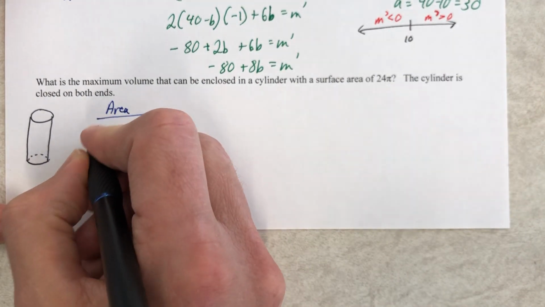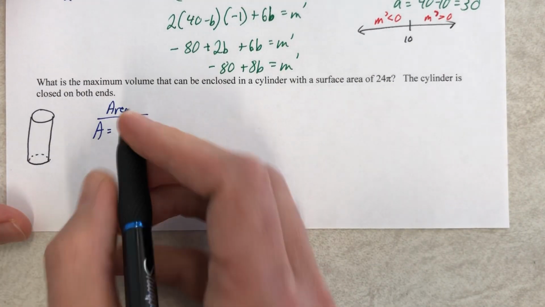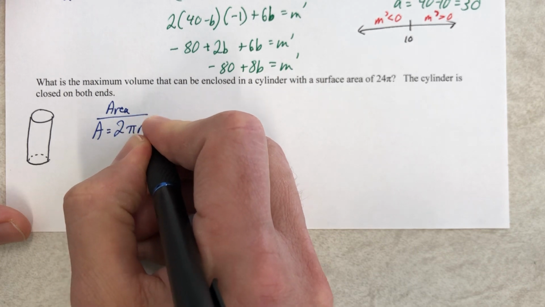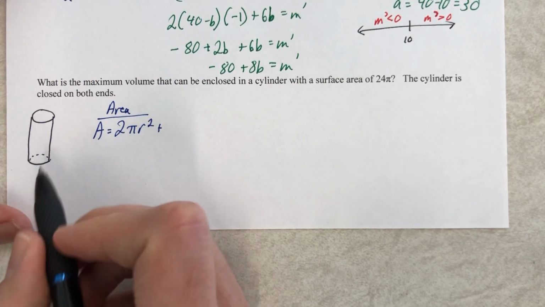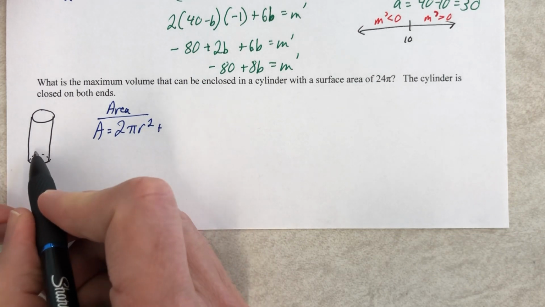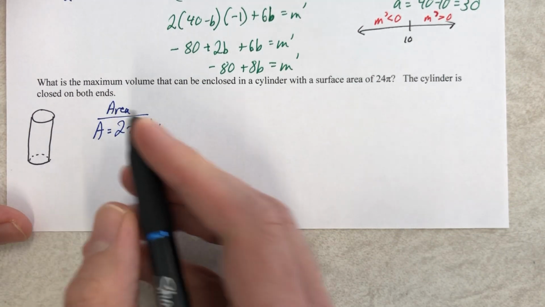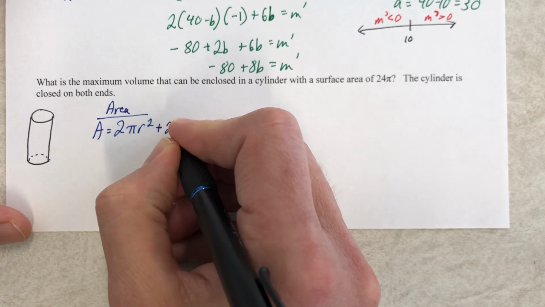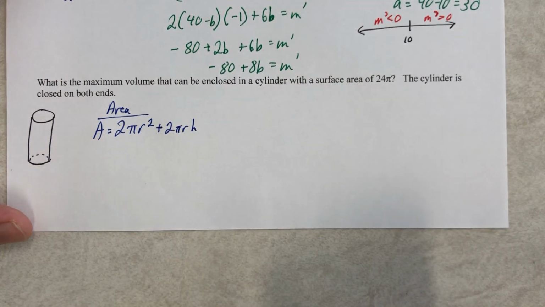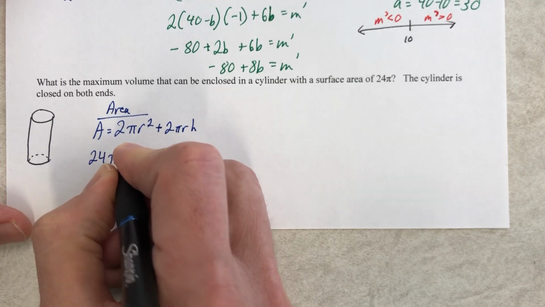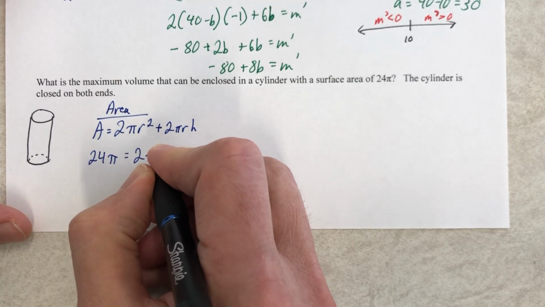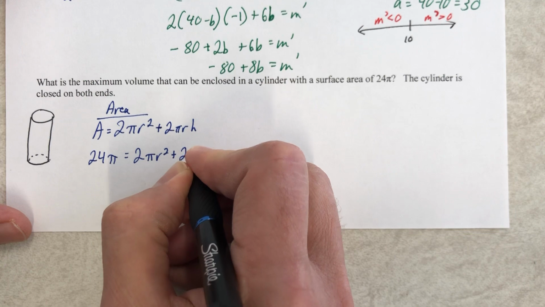And the surface area is, okay, circle, circle, so 2 pi r squared. And then the lateral area, which would be the circumference times the height. Circumference is 2 pi r times the height. And we're going to plug in 24 pi right here. 2 pi r squared plus 2 pi r h.